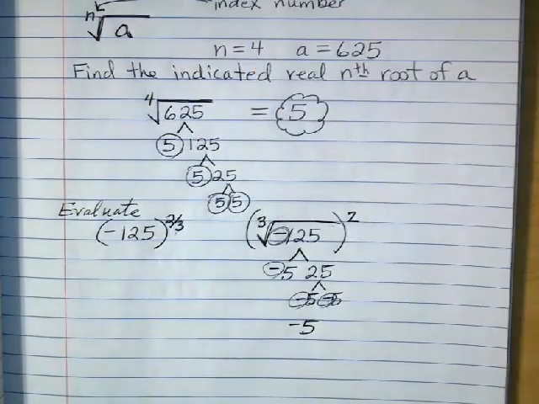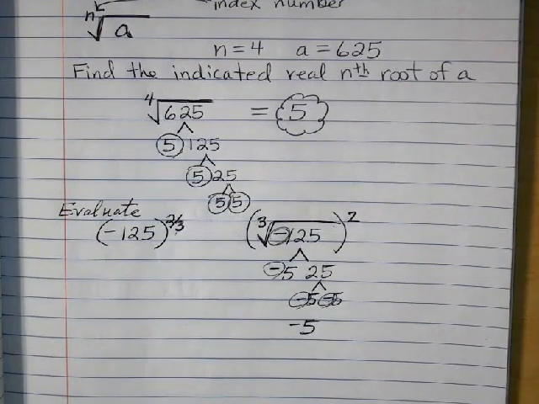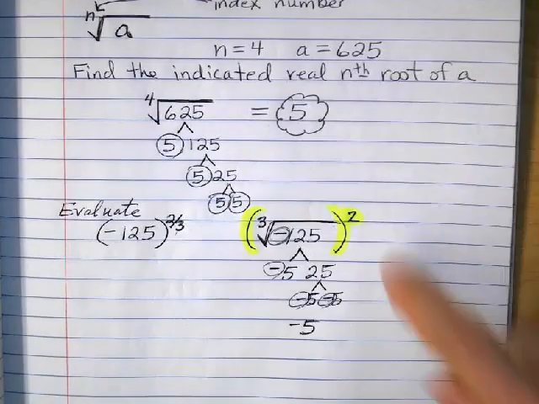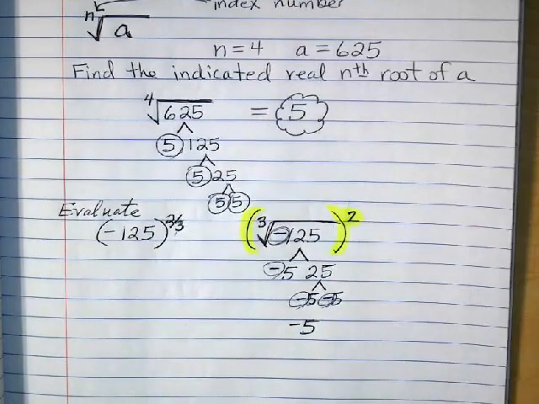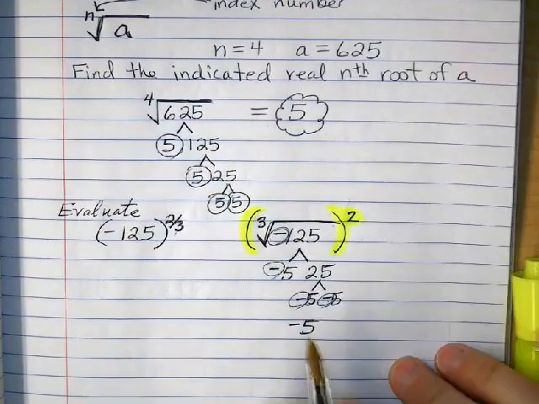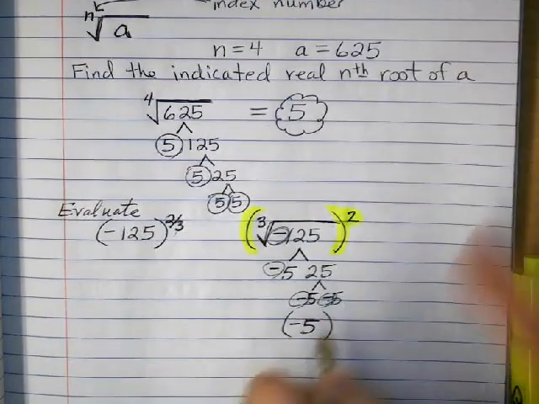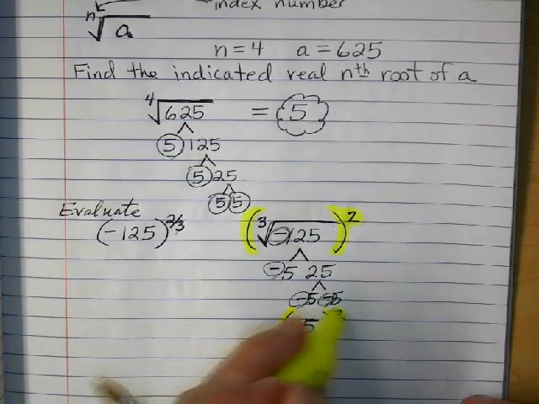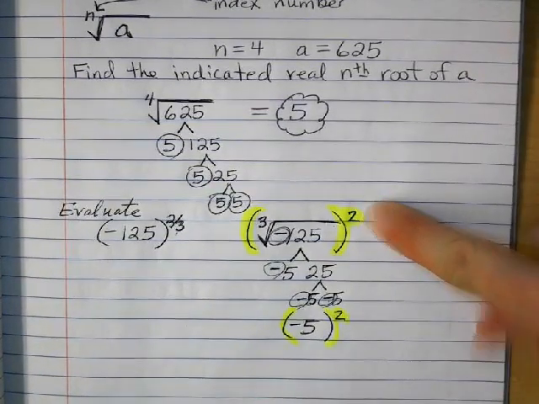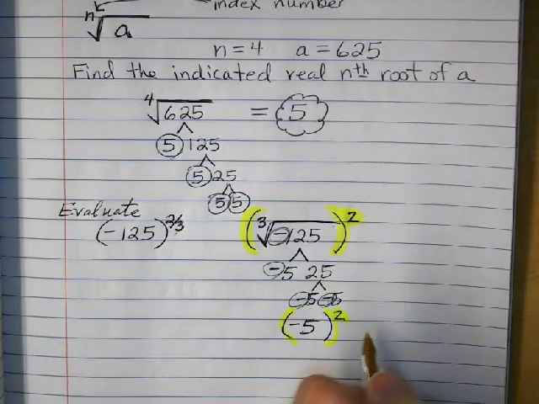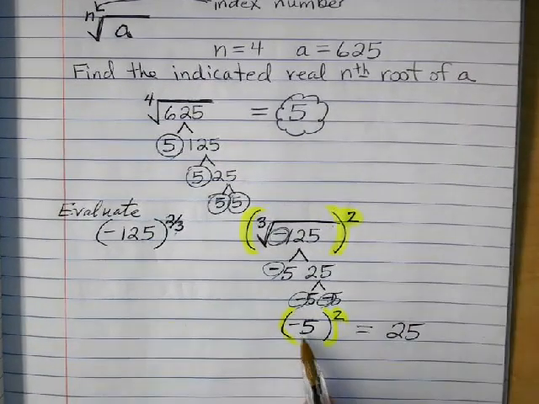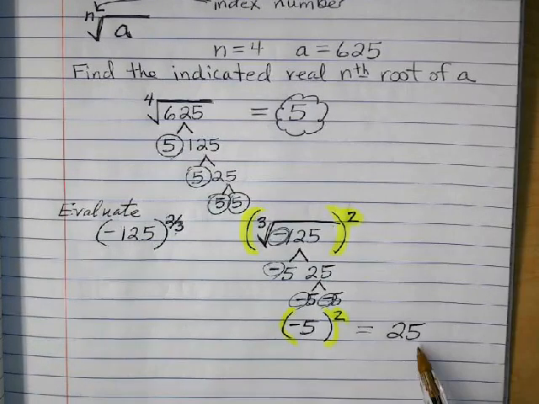But then, like I said, I kind of saved this part for last. I did the inside first, so I figured out the cubed root. So I think that's negative 5. But now I'm going to have to take that negative 5 and now square it. What do you get if you square it? Yeah, the answer is 25. Negative times negative will make it positive.